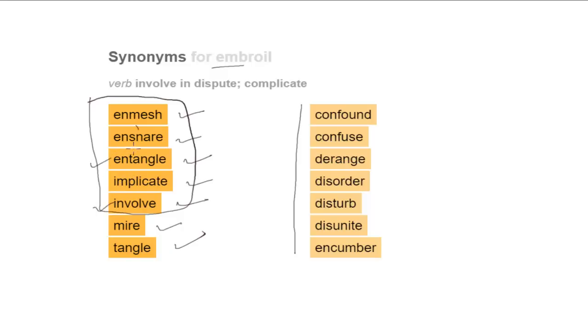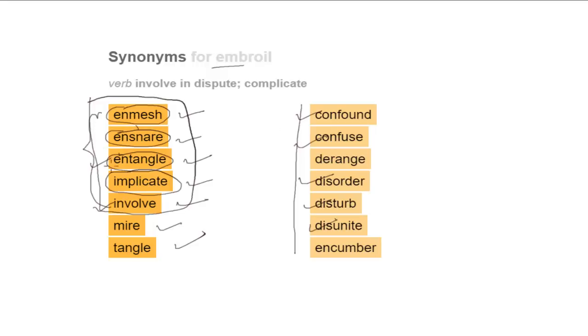Entangle definitely means to get stuck in something very badly. That's why it has the negative connotation. Even enmesh has that negative connotation, and even ensnare has that negative connotation. Implicate also is used with respect to crime or some kind of criminal activity. So these are the very close synonyms of the word embroil, and if you go ahead, you will find words like confound, confuse, disorder, disturb, disunite, but these are slightly remote synonyms, not very close.